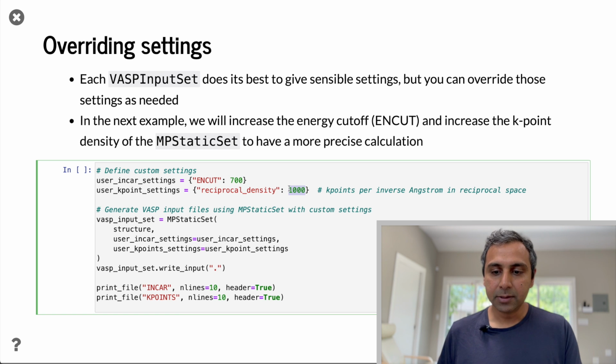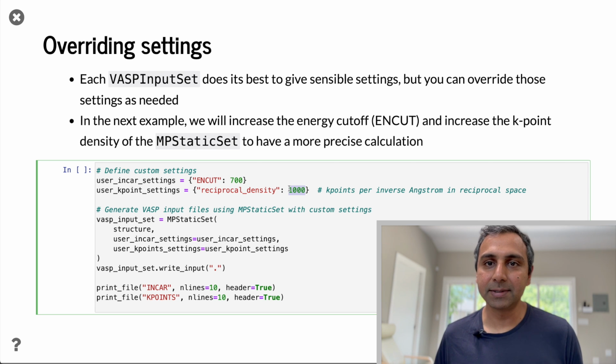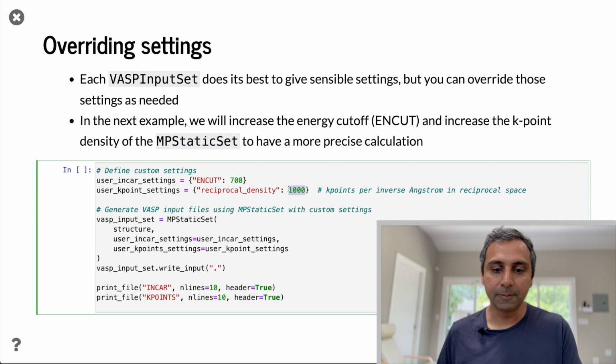reciprocal space. So this is not always the same K-point density for every material. It will try to have the same density of K-points in the reciprocal space. So basically, smaller real space materials, it will have more K-points. Larger real space materials, which have smaller reciprocal space volumes, will have less K-points.